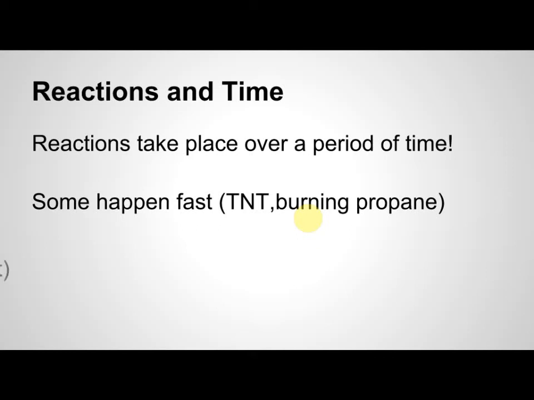A reaction rate that takes place over a longer period of time would be rusting. It happens very slowly.